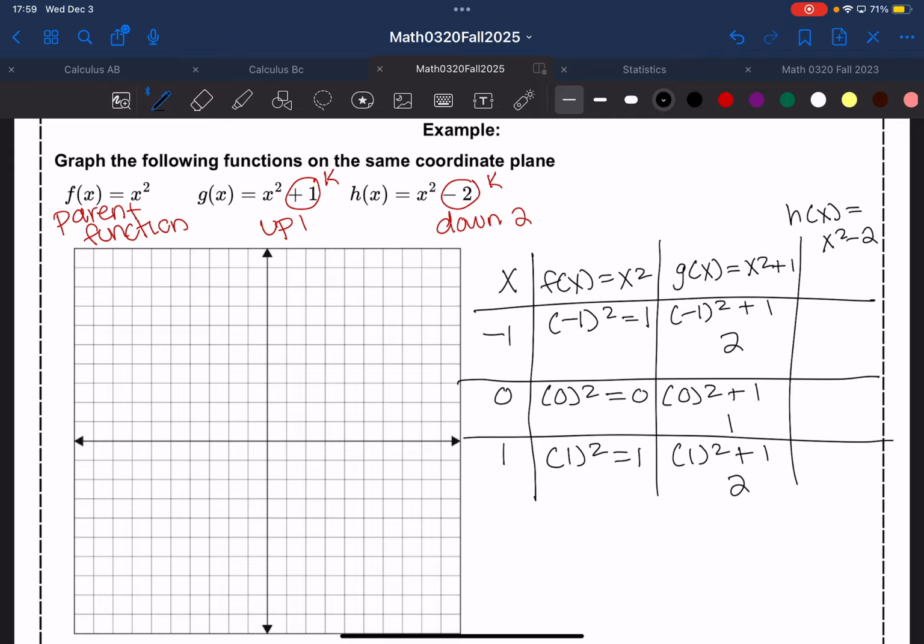Now I'm going to plug it into h of x. So I have -1 squared minus 2 this time. So that's 1 minus 2, which is -1. Right? And if we can't do this, we have our calculator. And then we do 0 squared minus 2, which is -2.